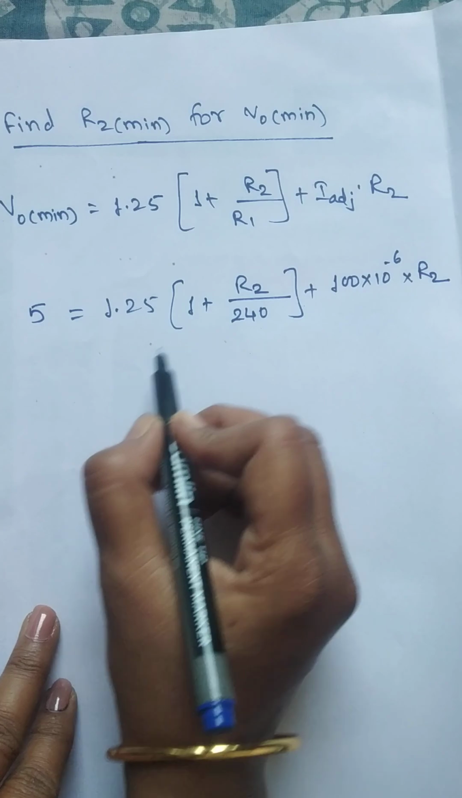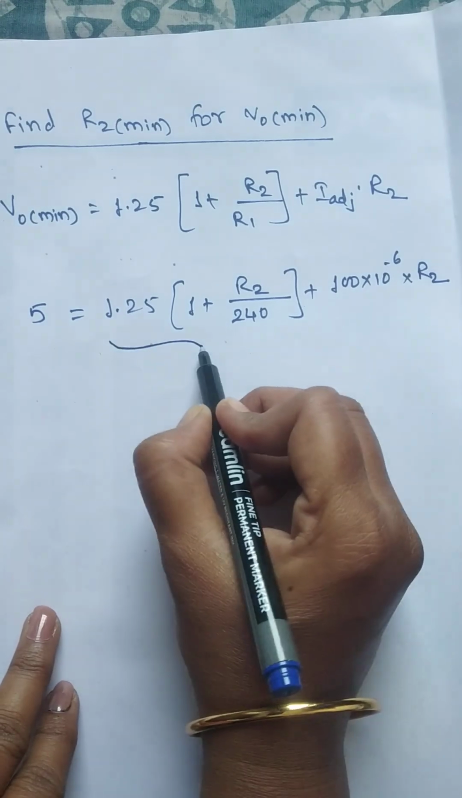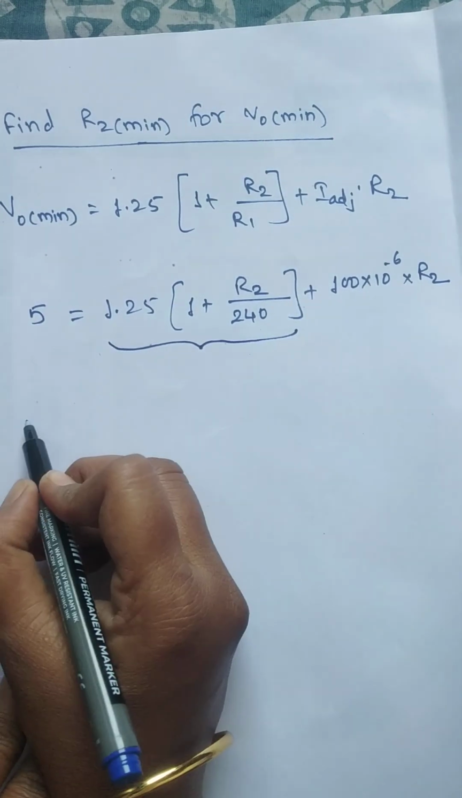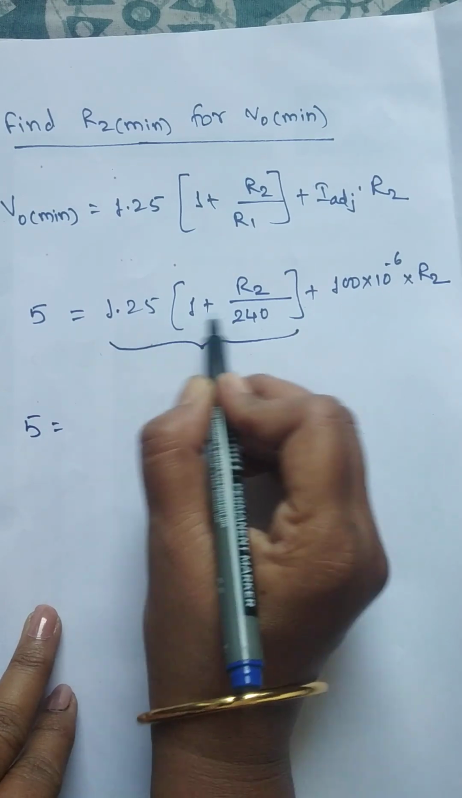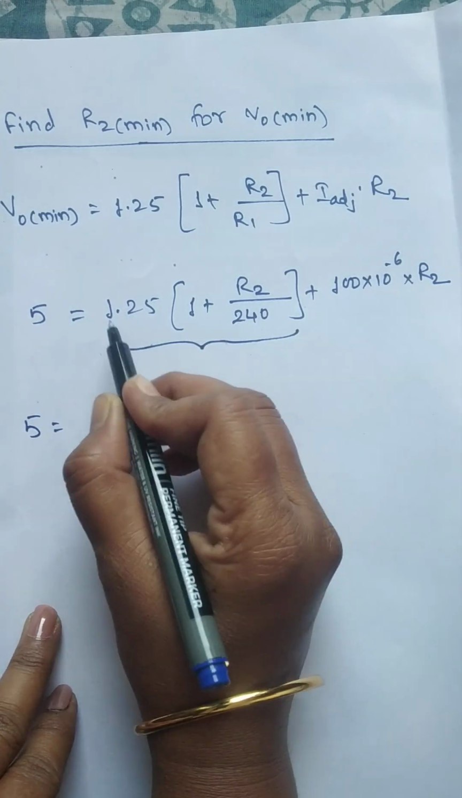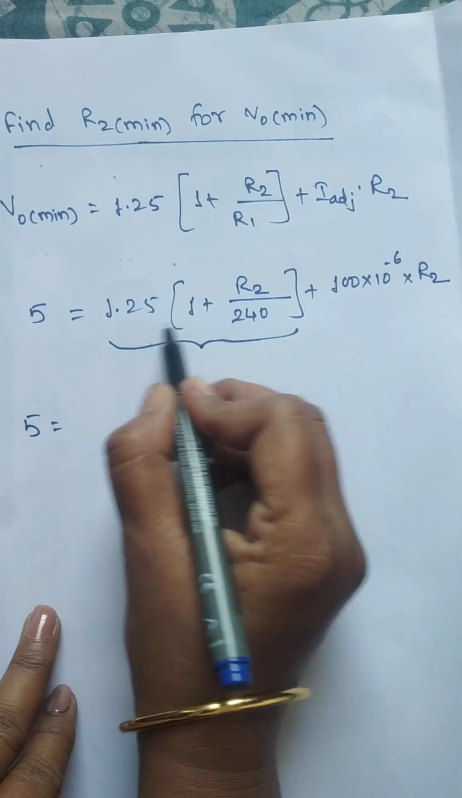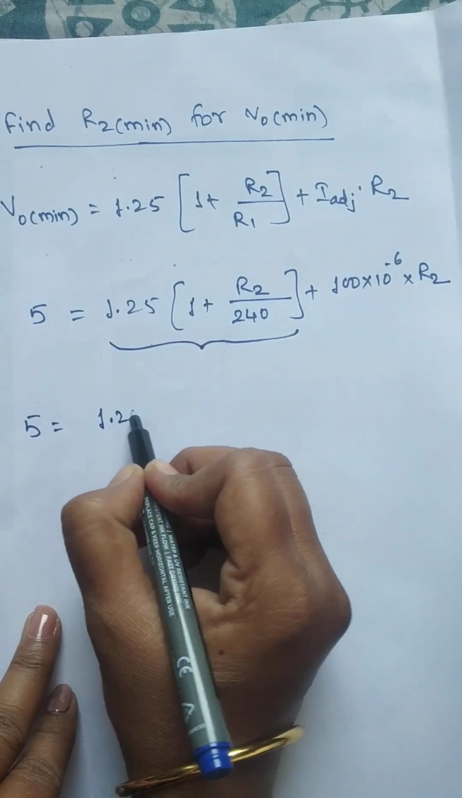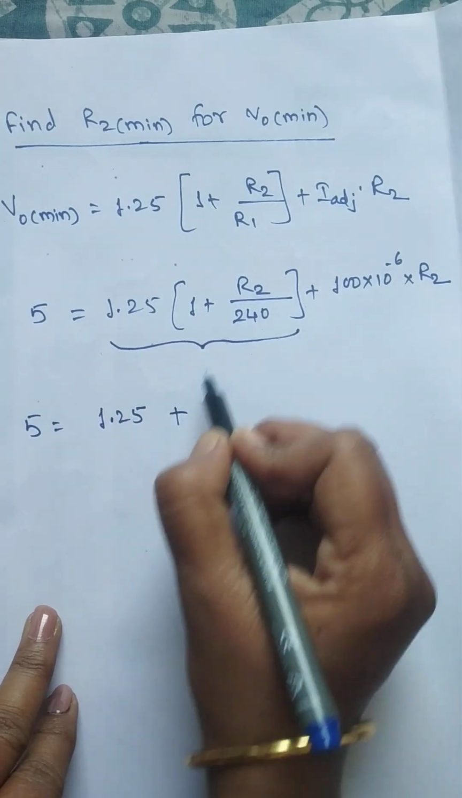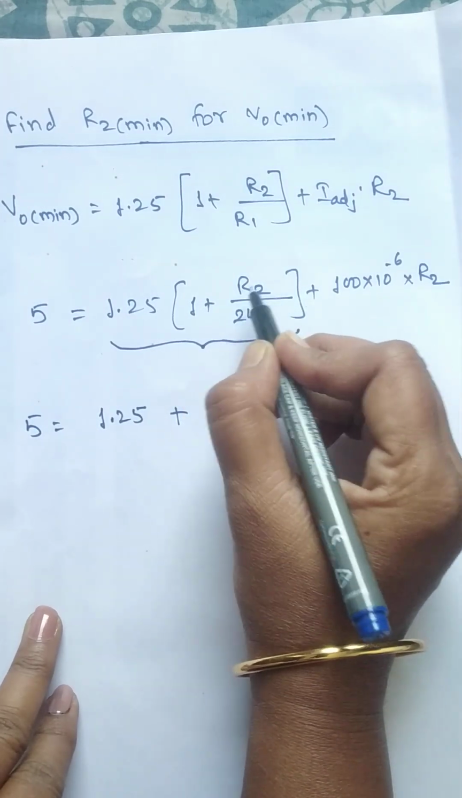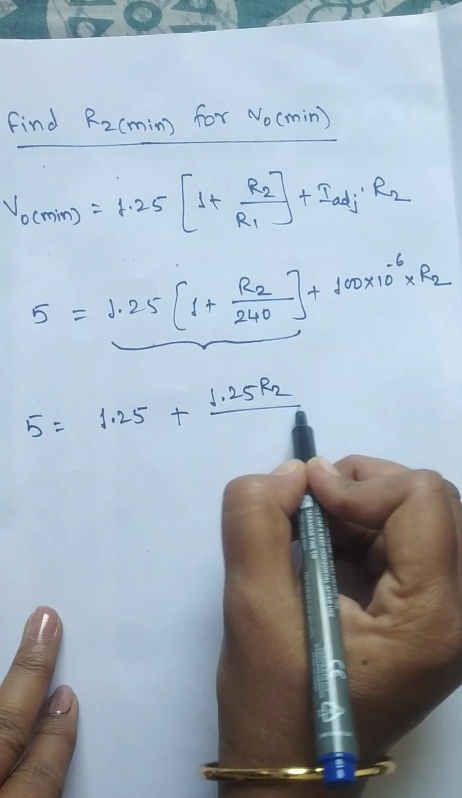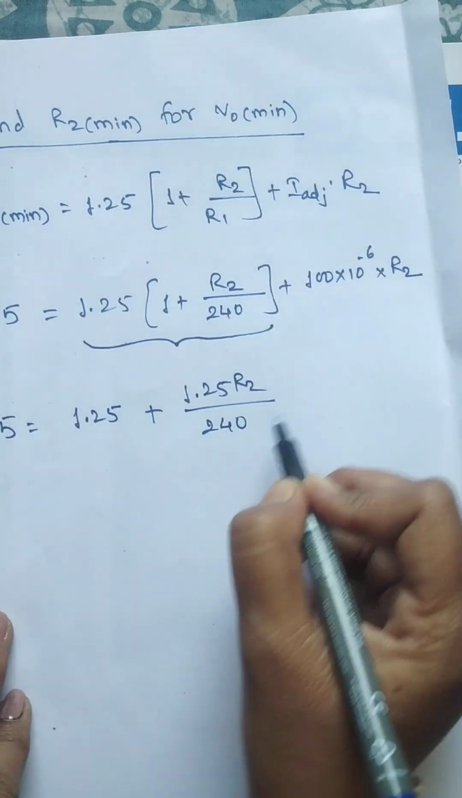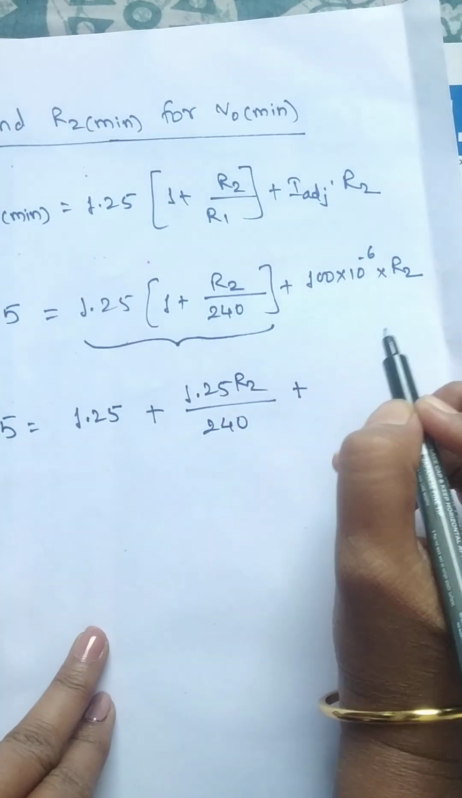So let us first solve this bracket. So 5 is equal to, we have to multiply these two terms with this 1.25. So 1.25 multiplied by 1 will be 1.25, plus 1.25 multiplied by this term, so it will be 1.25 R2 upon 240, plus the next term as it is.